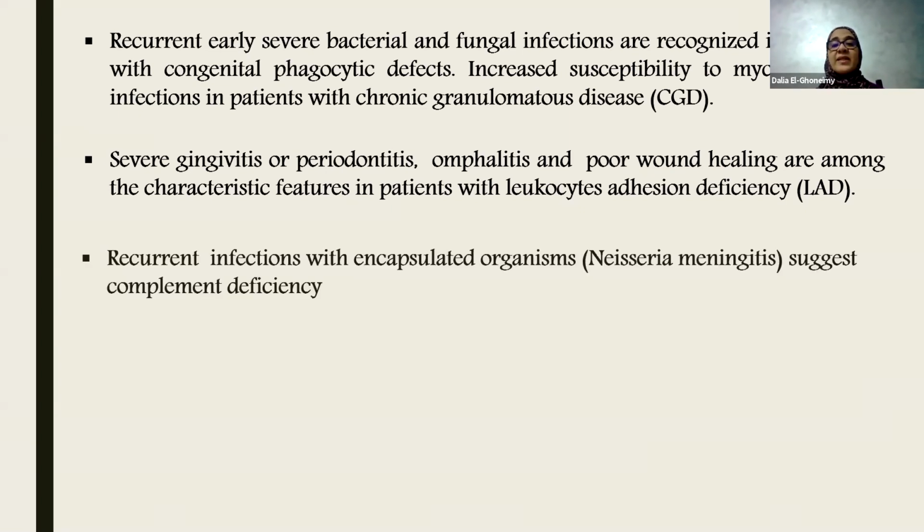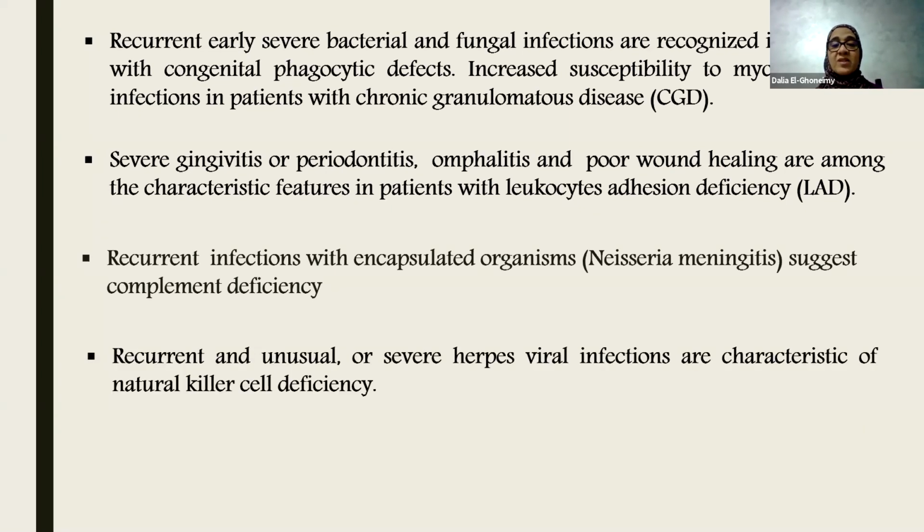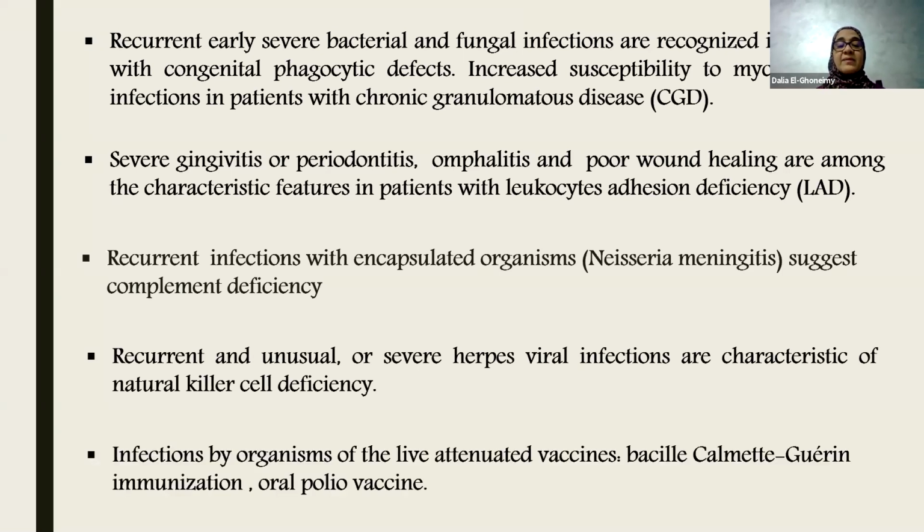Recurrent infections with encapsulated organisms like Neisseria meningitidis suggest complement deficiency. Patients with natural killer cell deficiency are at higher risk for recurrent and unusual or severe herpes viral infections. And what should alert the physician is if the child gets an infection by an organism of a live attenuated vaccine, namely BCG vaccine or oral polio vaccine.